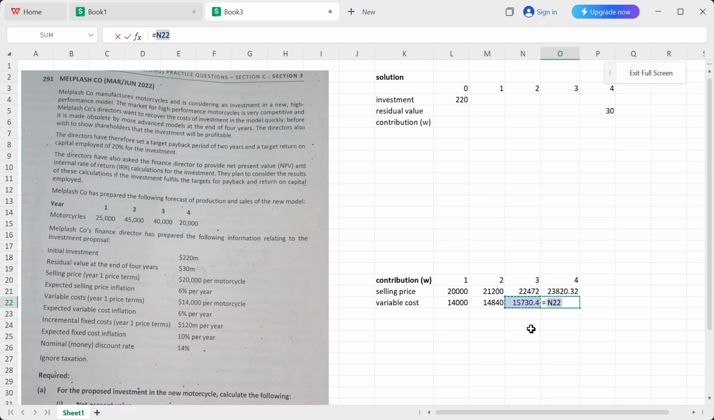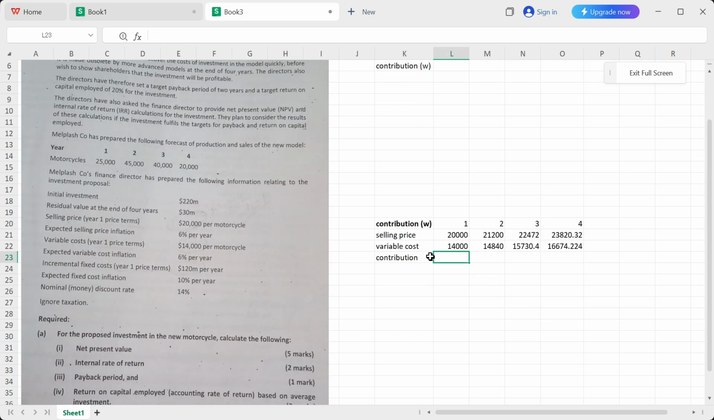And then I'm going to select year three variable cost and times it by 106%. And that's how I'm going to get my year four variable cost. And now I will obviously need to subtract them to get my contribution, which I need, right? All right. So I have the selling price, I have the variable costs.